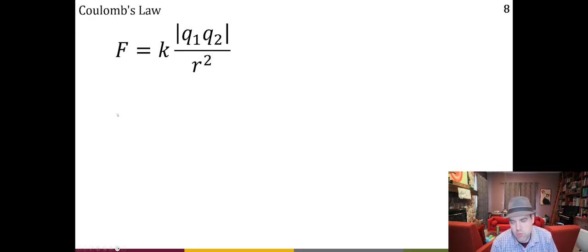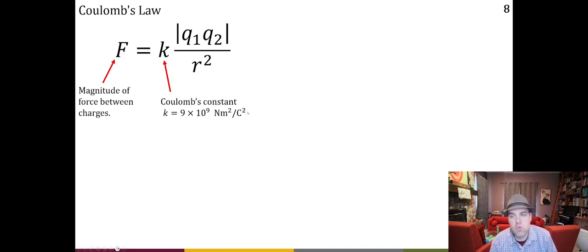Now, what is the actual force? Like how many newtons of force is happening here between these charges? And that is determined by Coulomb's law. F equals K Q1 Q2 over R squared. Now, F is just the magnitude of the force between the charges. This is the newtons. K is Coulomb's constant. It's a value of 9 times 10 to the ninth.